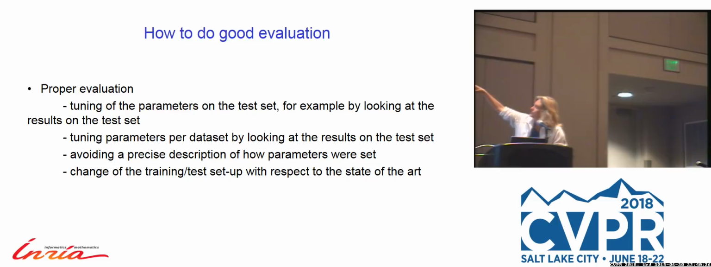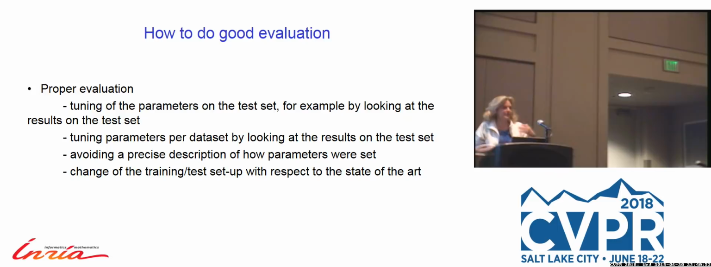Something which is also off-putting is to avoid a precise description of how the parameters were set. So basically, people write, without loss of generality, we can assume that the parameters don't vary much, or something like that, right? And then the last part is changing the training and test setup with respect to the state of the art, again, to make your results look better.